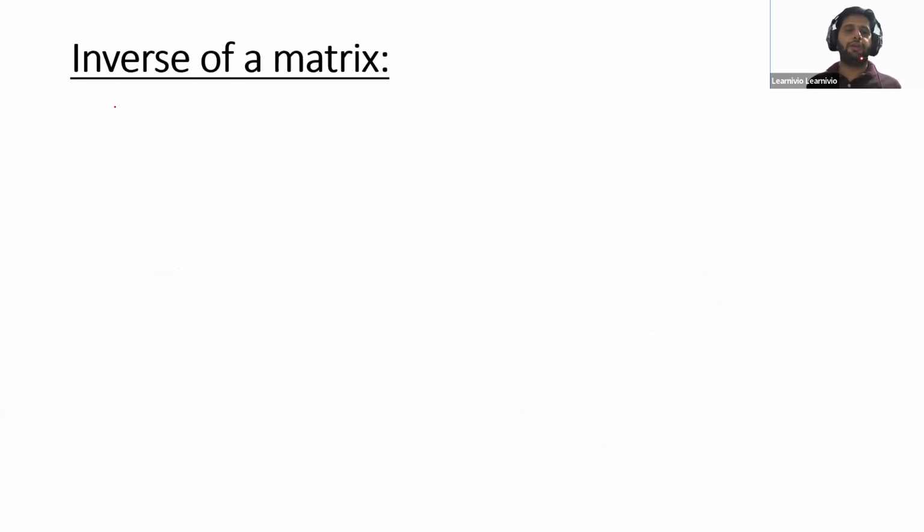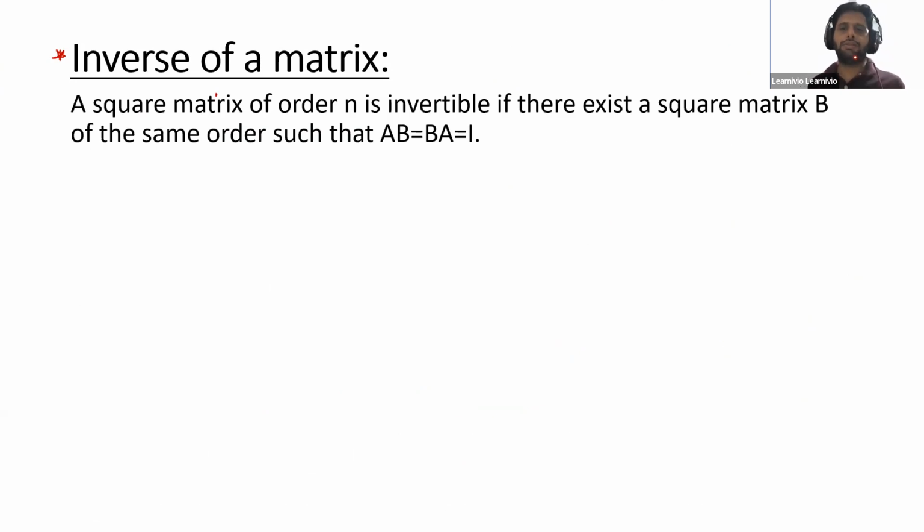Now next, there's a very, very important topic: inverse of a matrix. We can expect one question from this topic. Now, what's the inverse of a matrix? Before that, what is invertible? First thing, if the inverse of a matrix exists, then we will say it is invertible. If the inverse of a matrix exists, then we will say that it is invertible.